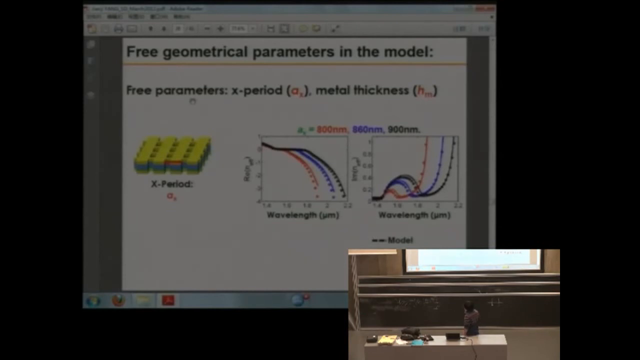In the model, there are two free parameters. One is the x period, and another one is the thickness of the metallic layer. Here I show a few theoretical calculations for fishnet with three different x periods. This parameter mainly affects the phase matching condition in gamma, so it can shift the spectrum of the magnetic resonance. Further, we can tune the spectrum of negative refractive index by changing this term, shown in those two figures. Basically, when we increase this x period, we shift the spectrum of negative refraction to longer wavelengths.